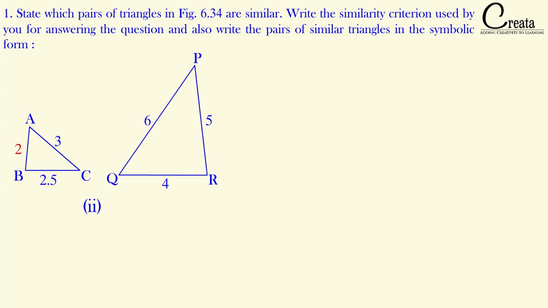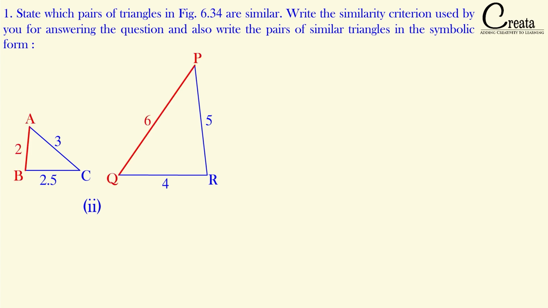Here AB is 2, AC is 3 and BC is 2.5. Similarly 6, 5 and 4. If you directly observe the two triangles, here the concept of the ratio of the corresponding sides will be applicable. Why? Because angles are not given. If we have to check whether the two triangles are similar or not, we will check whether the ratios of the corresponding sides are equal or not.